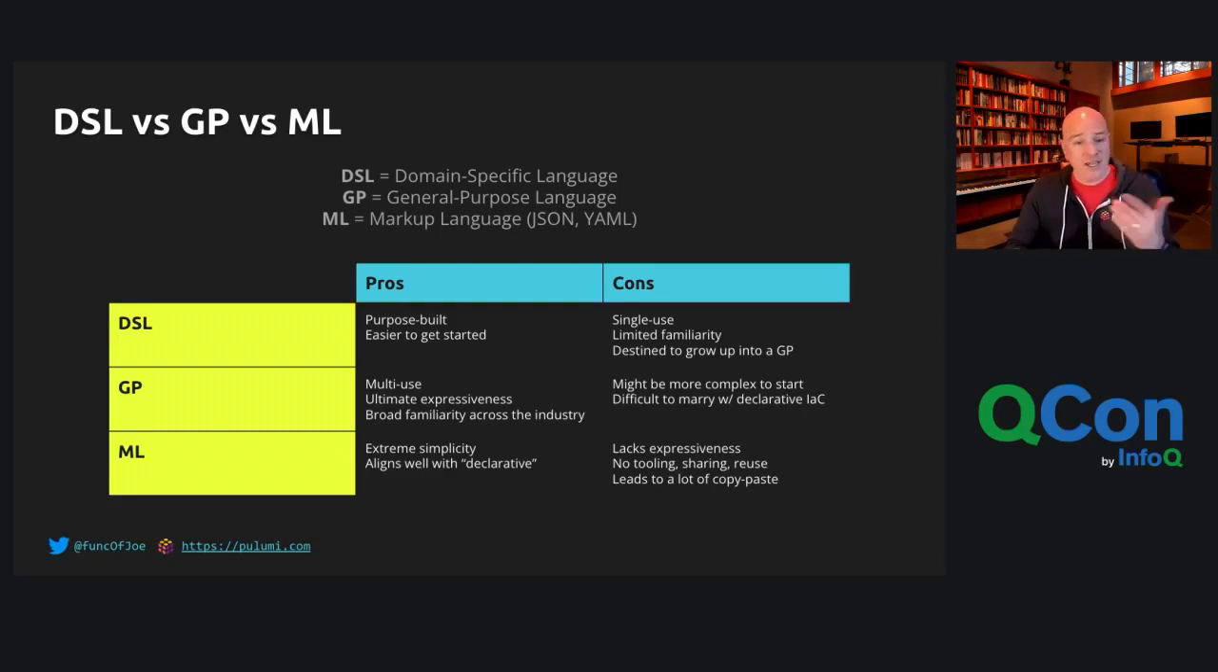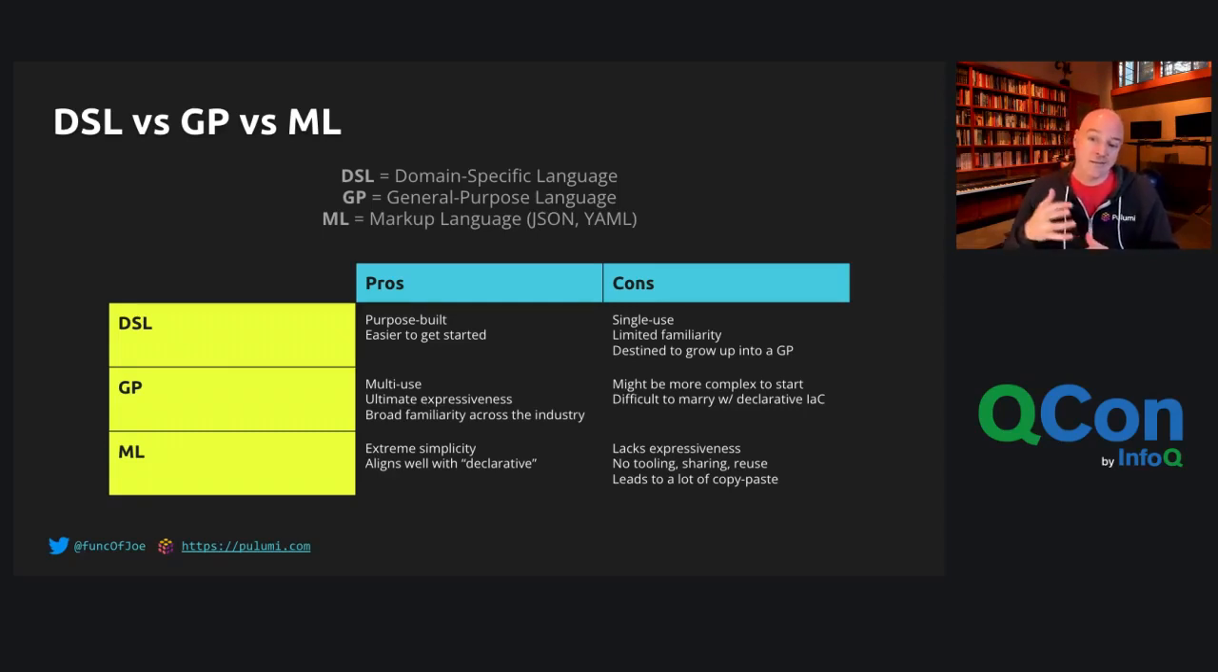General purpose languages, again, are multi-use. They give you the ultimate expressiveness, which can be a challenge, but in this context, because infrastructure as code has a declarative engine at the core, that expressiveness limits the blast radius of how much you can shoot yourself in the foot. And there's broad familiarity, as I mentioned already. The cons are, if you don't know that general purpose language, it sometimes can be more complex to learn when you're just getting started.